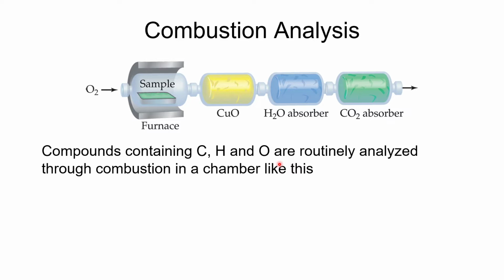All right, so combustion analysis, this is a method where we take a compound and we burn it. And so when we burn it, we will produce carbon dioxide and water. And based on how much carbon dioxide and water we get, we can determine what the formula of that compound is. Now, this is a long type problem.